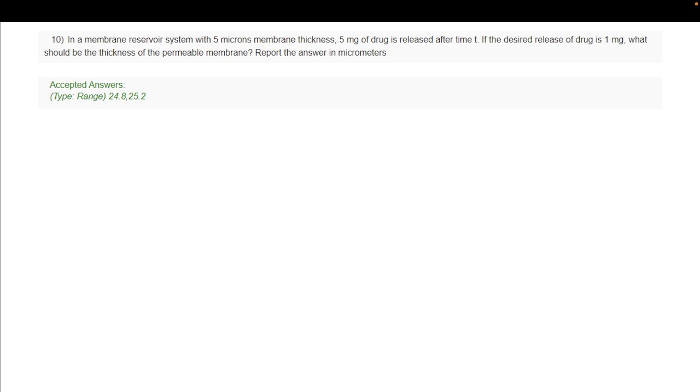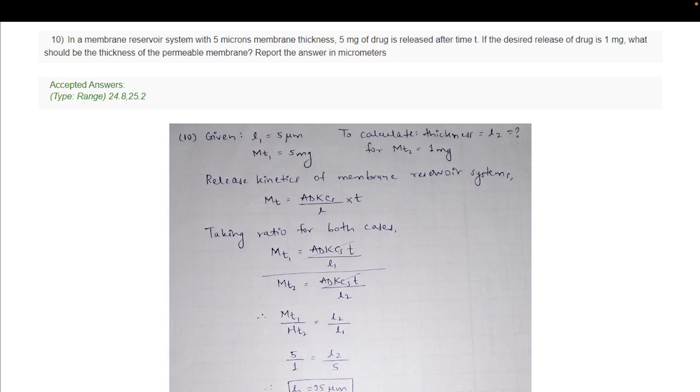So the answer should range from 24.8 to 25.2. I think it would come somewhere around 25. So again, we'll first look at what we have been given. We know the thickness of the membrane. Here L1 I am considering as the thickness, so that is 5 micron. The mass of drug that is being released is 5 mg, and we have to then calculate for a different case where the mass of release should be 1 mg. In that case, what thickness should the membrane have?